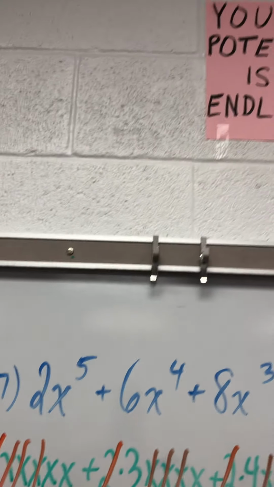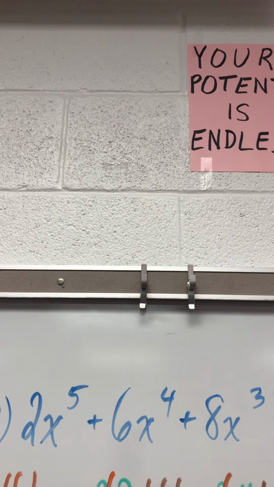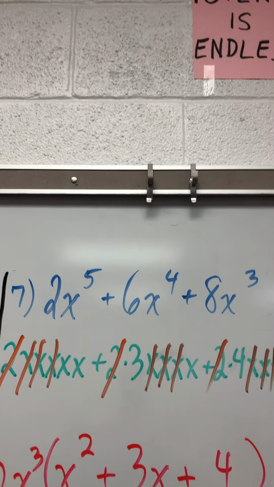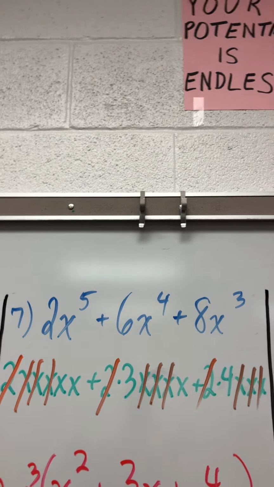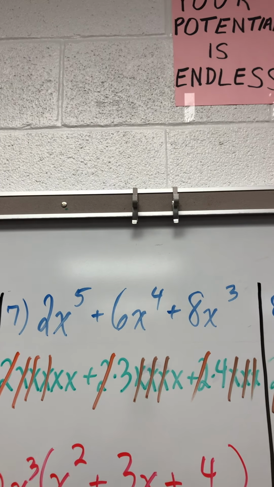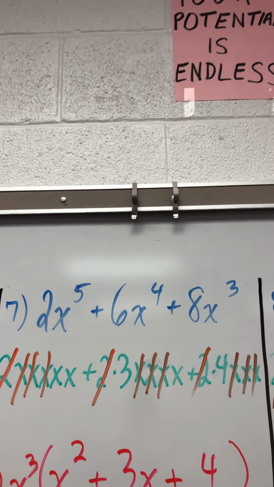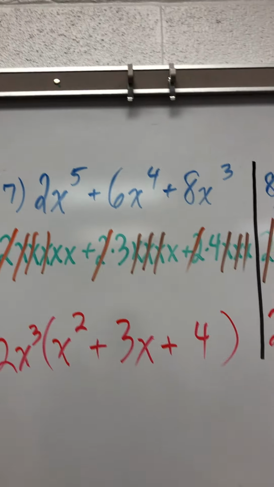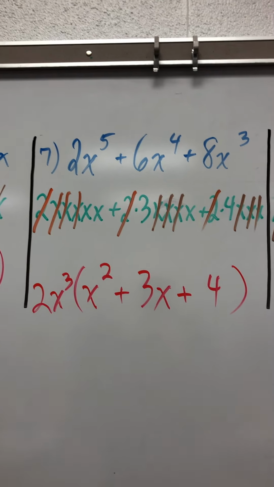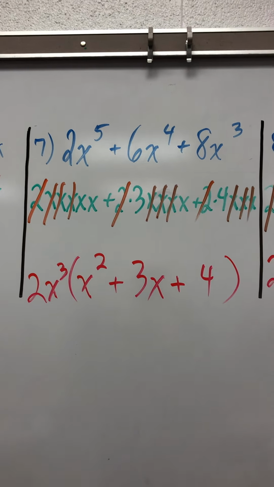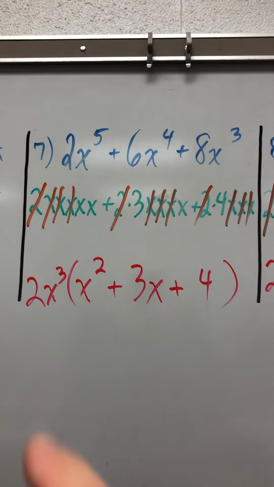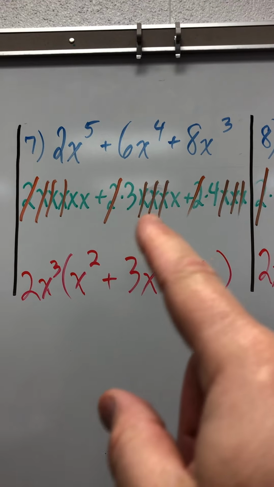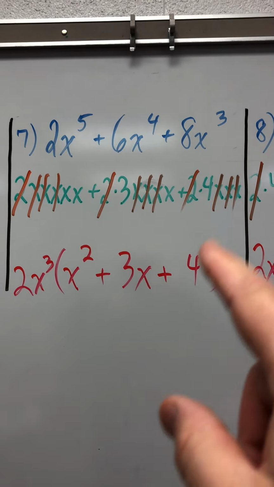How about 2x to the fifth plus 6x to the fourth plus 8x to the third? Writing it out, you have 2xxxxx plus 2 times 3 xxxx plus 2 times 4 xxx. What's common? A 2 and 3 x's, right? After you cross out the 2 and 3 x's, you write it down, 2x to the third. What's left? 2 x's, x to the second, plus 3 and 1x, plus 4.